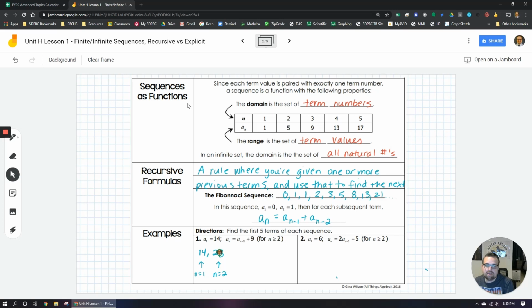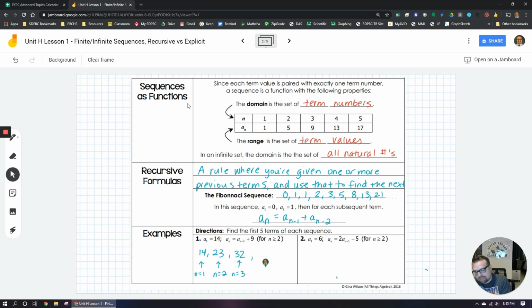Okay, let's keep going with that. So basically what the rule is saying is that to find any term in this sequence, we're going to take the term right before it and add 9 to it. So the third term would use the term before it, in this case 23. You add 9 to that, and that gives you what? 32, right? So the next term is 32.